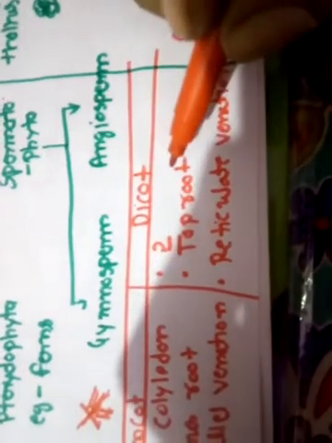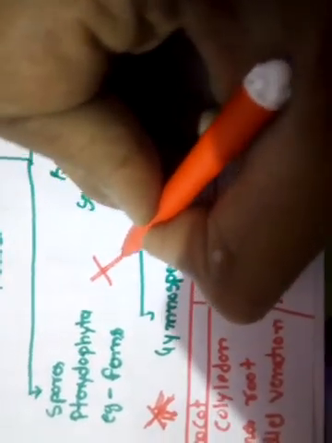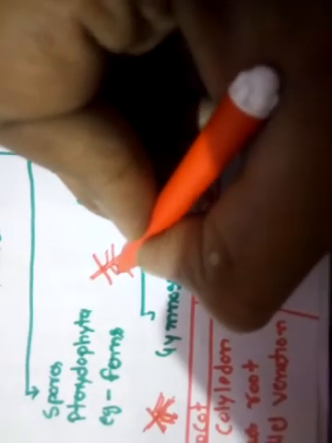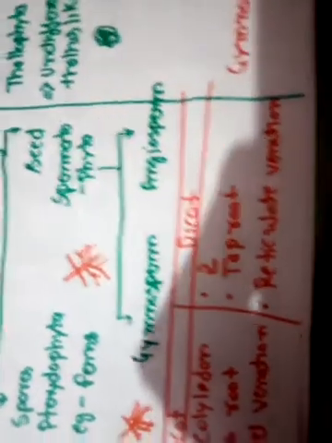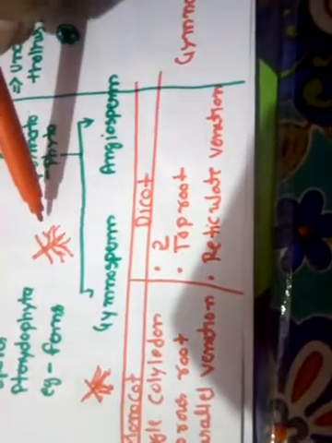And the member of dicot has the tap root system. That means from the base of the stem a primary root arises, from primary root secondary roots arise, and from secondary roots tertiary roots arise, and then from tertiary roots root hairs arise. So that is called tap root system. So in monocot the fibrous roots are there, in dicot the tap root is there.